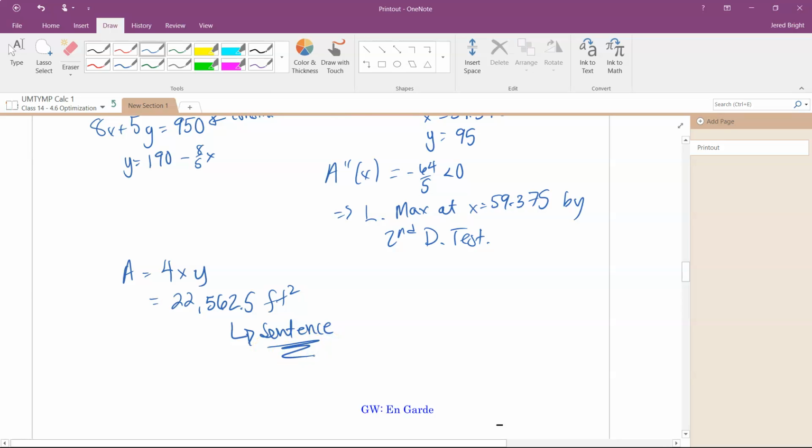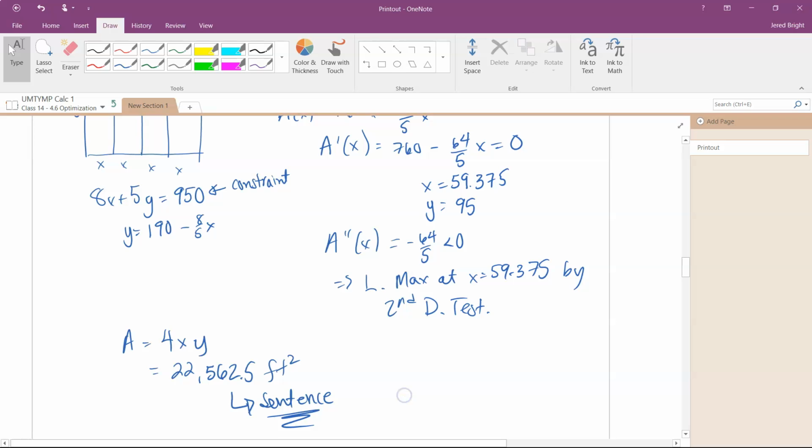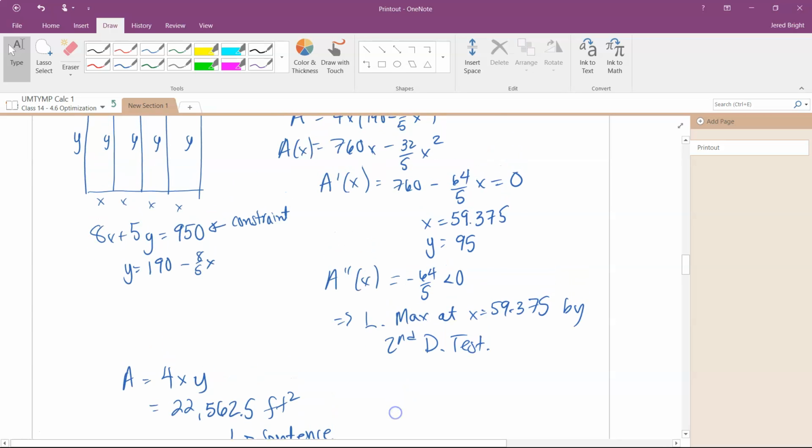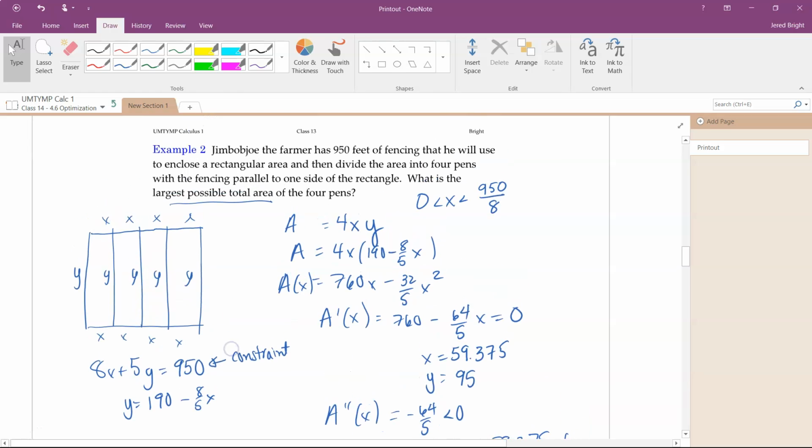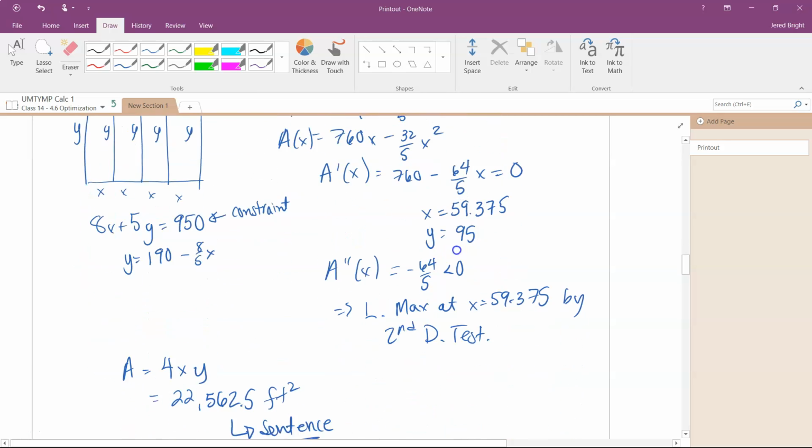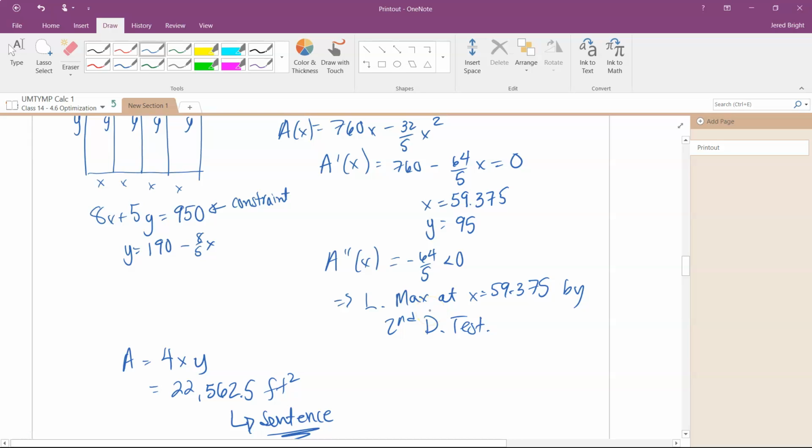But again, if you are presented with a context, you should respond in context. Just to recap, I drew a picture, identified the constraint from the 950, identified the function that I actually wanted to optimize, which was area, used my constraint in the area function, and then went through and found any extrema, absolute or local. I only had local because I was on an open interval, and I found the critical numbers and classified them as a maximum according to the second derivative test.